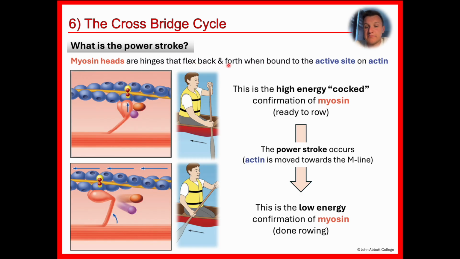And they flex back and forth when bound to the active site on actin. This is important. When the myosin heads are on the actin active sites, bound onto the little holes in the blueberries here, that's when they can move back and forth, okay? It's kind of like the paddle of a kayak. It's only when you're in the water that you move your paddle back and forth, right? So this is the same situation.